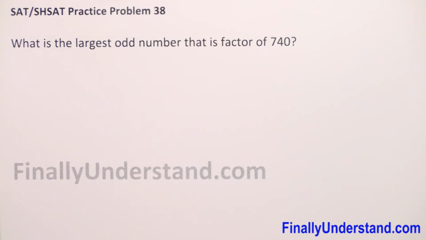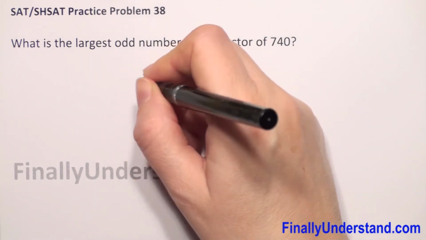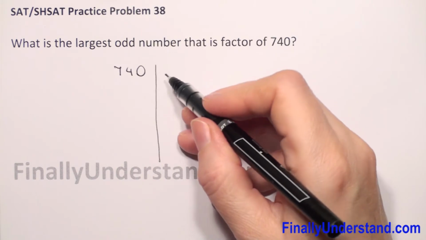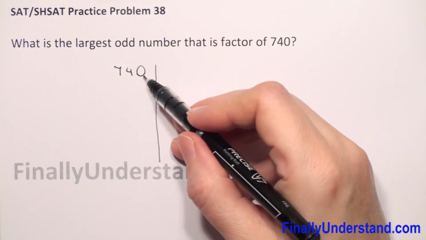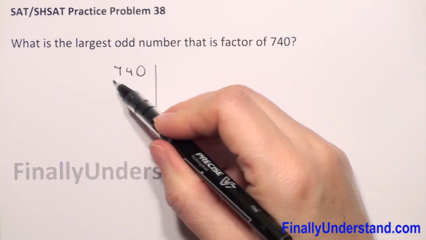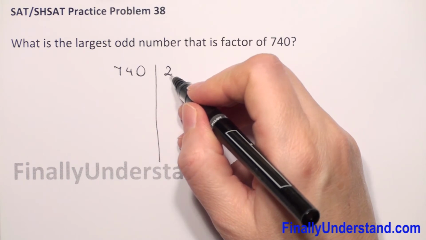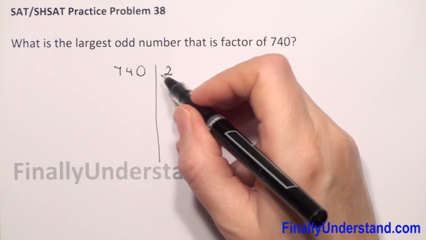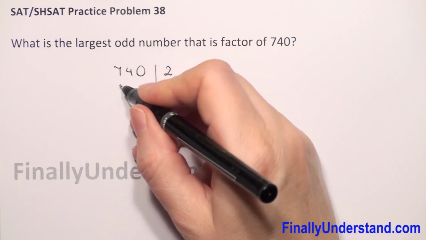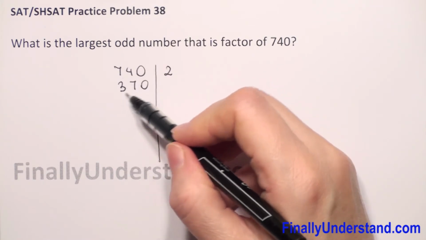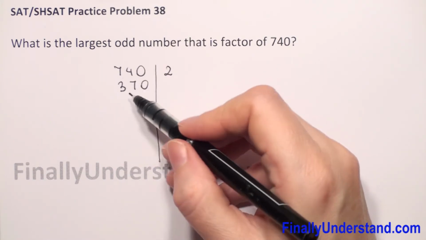So first we need to find the factors of our number. How do we do this? On the left side of our table we have to write 740. And first prime factor, because we have 0 at the end, it means that we can divide this number by 2. 2 is the first prime factor. So 740 divided by 2 is 370. On the left we write the answer of the division.